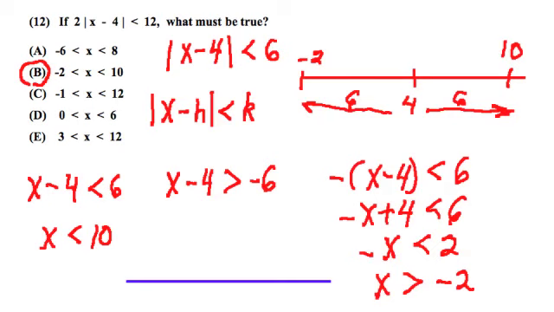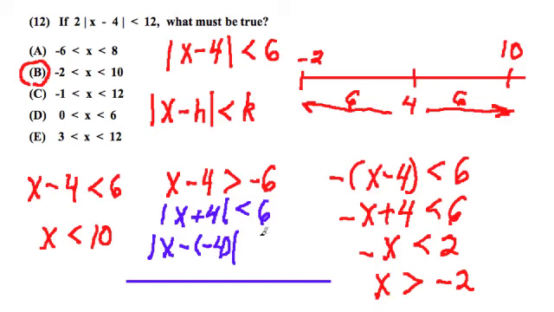Since the distance has to be represented as a subtraction, if you had something like, say, x plus 4, you'd have to represent this as x minus a minus 4. So this would be saying all points whose distance from minus 4 is less than 6. So 6 this way would be a minus 10, and 6 this way would be a positive 2.